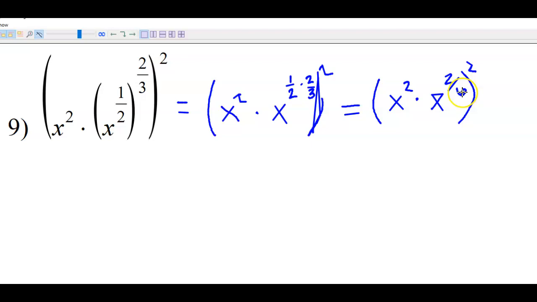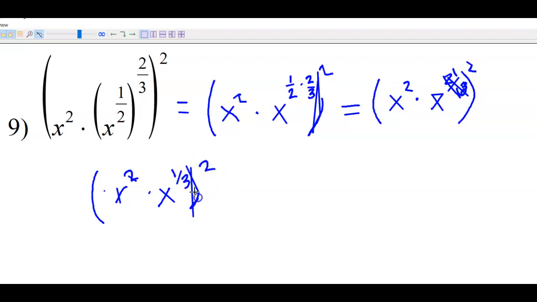Now 2 over 6 simplifies to 1/3, right? 2 over 6 reduces to 1/3. So now I have x squared times x to the 1/3 on the inside. Oh, this marker is frustrating today, I apologize. And then we're squaring all of that.